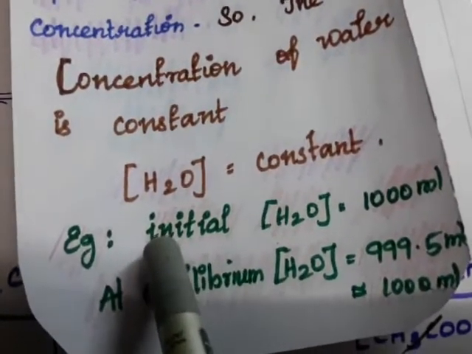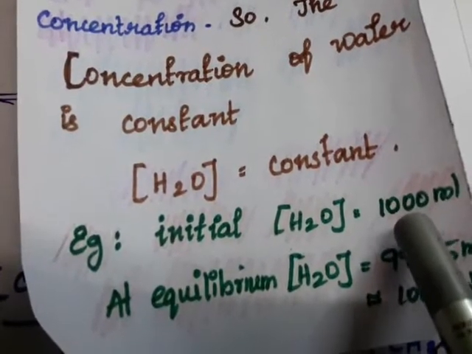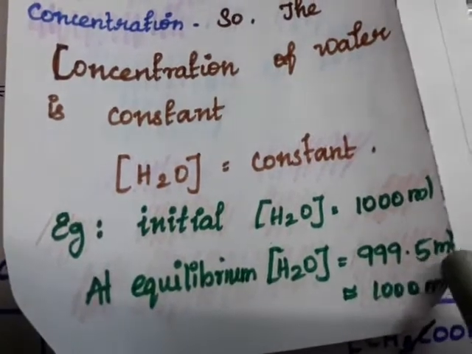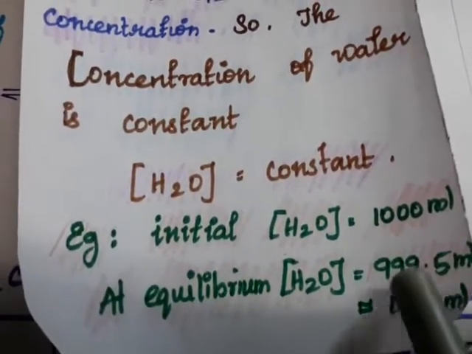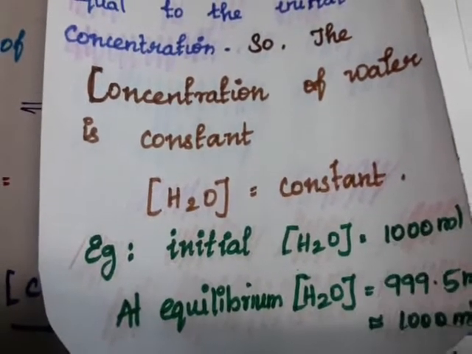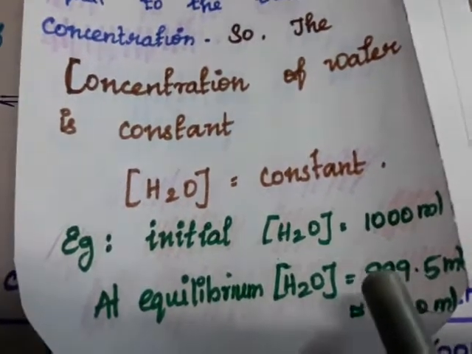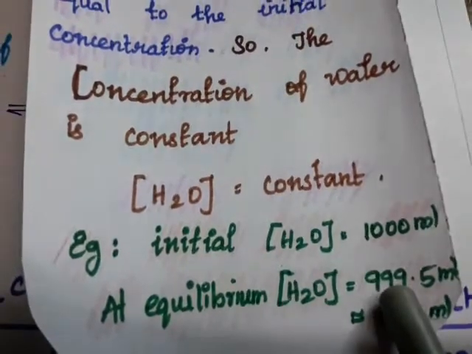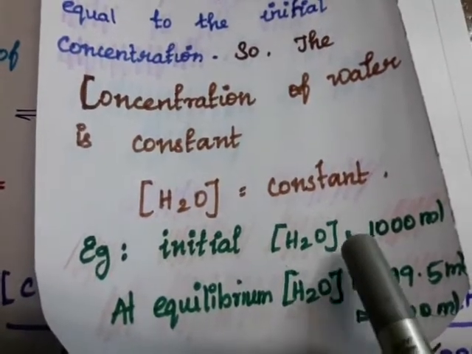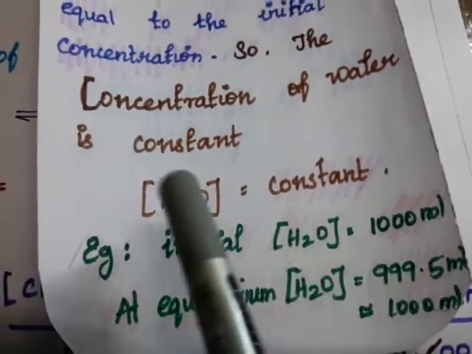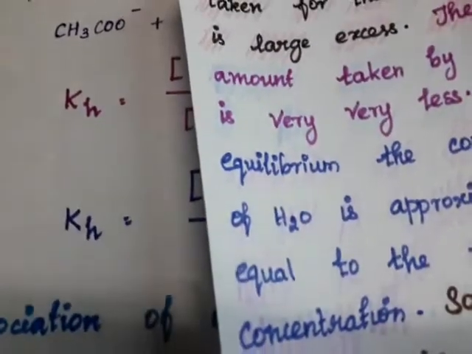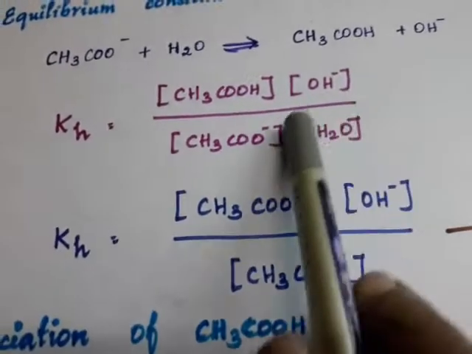For example, initially we have taken 1000 ml of water, which means 1 liter, right? But at equilibrium we have 999.5 ml, which means the amount of water taken by acetate ion is 0.5 ml. So the initial concentration of water is 1000 ml and the concentration of water at equilibrium is 999.5. So it is approximately equal to 1000 ml, right? So the concentration of water at equilibrium is approximately equal to the concentration of water initially. So that's why it has been taken as a constant. A constant term is not written when we are writing the equilibrium constant. So the concentration of water is removed.